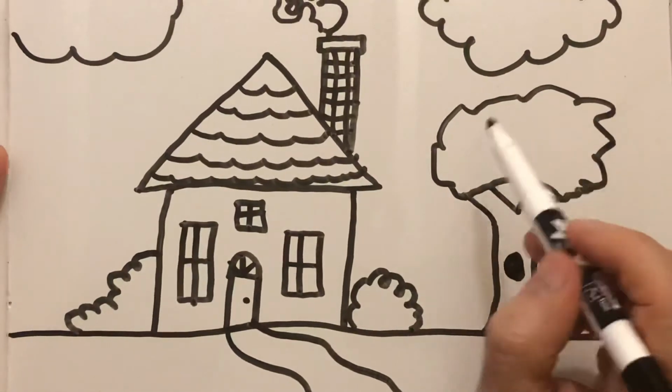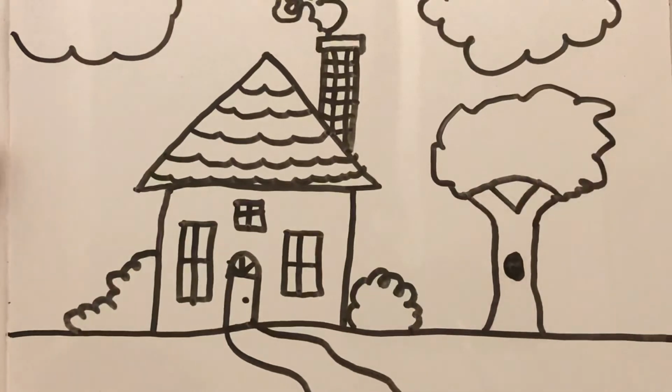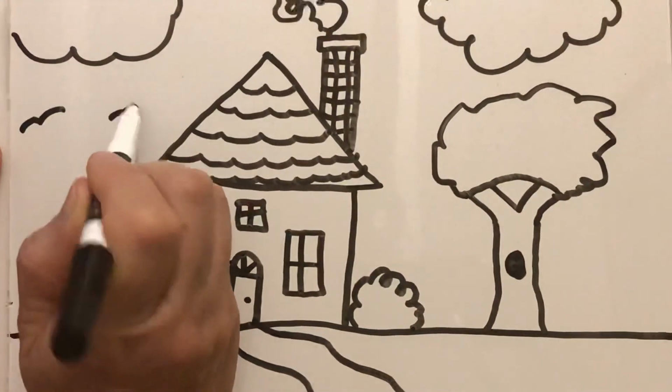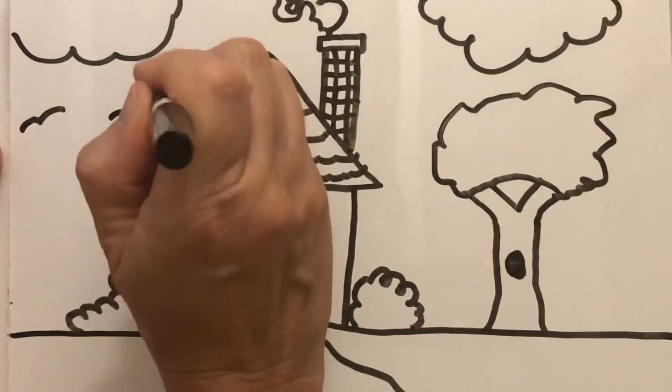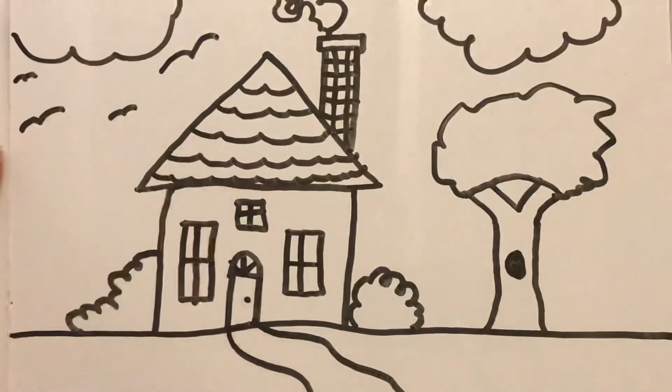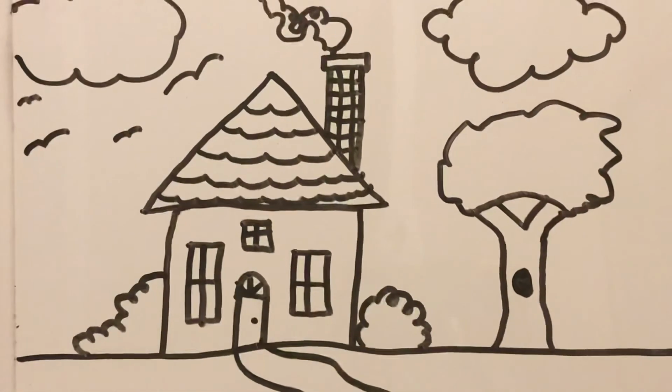What do you want to add for your house? Totally up to you. Maybe I have a few little birds. Maybe one is close so he looks big, and one is tiny because he's far away. That's my house picture. What about you?